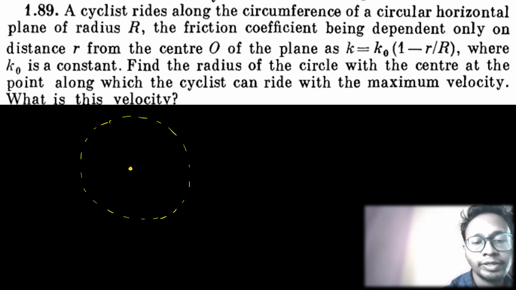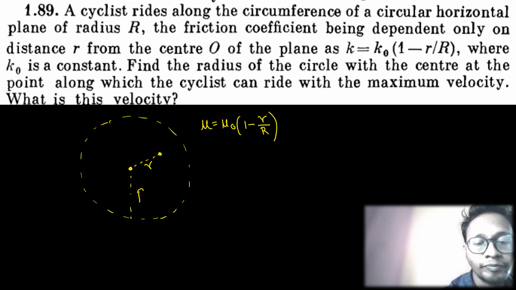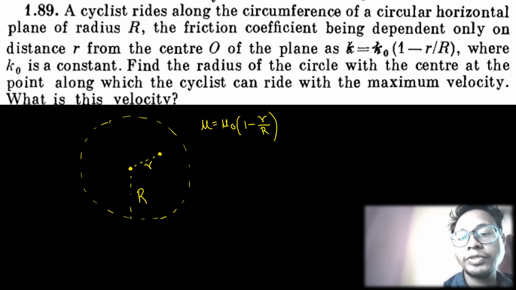Okay, suppose I want to find out the coefficient of friction out here at this point. So the coefficient of friction would be given by the relation mu is equals to mu naught into 1 minus r by capital R, where r is the distance from the center, capital R is the radius or total radius of the field. See this relation, in Irodov they usually mention coefficient of friction as k, so instead of writing k I'm writing mu naught. Okay, mu and mu naught.